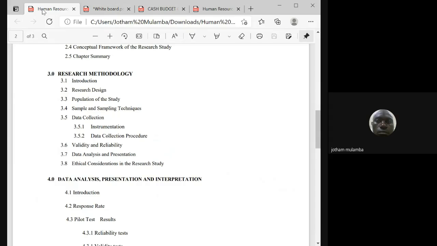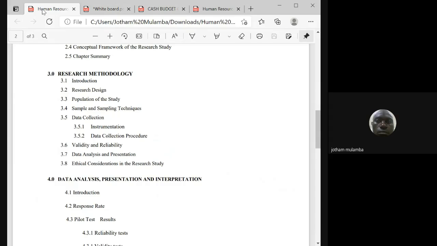Yeah. So let's look at ethical consideration in a research study. As a researcher, you must assure us that you are going to uphold the highest level of integrity. Now, to assure us that you are going to uphold the highest level of integrity, you have to identify the parties that will be involved in your study.